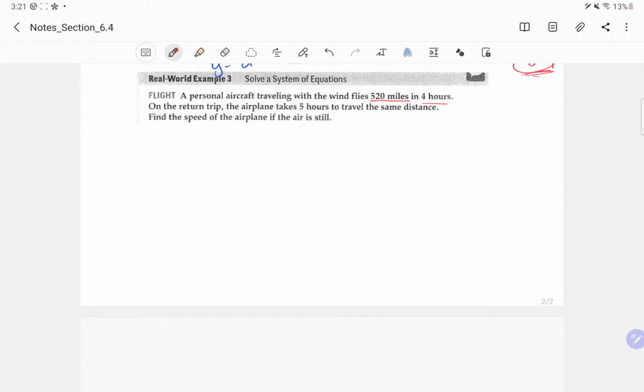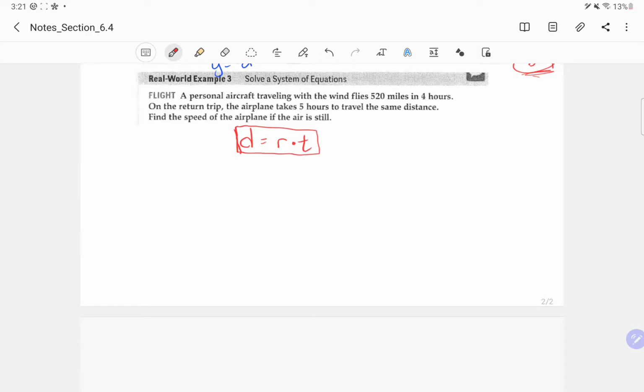But basically, what this problem is saying is you need to use the distance equals rate times time equation, okay? And this is an equation. I don't know if we know it, but we kind of need to know it, okay?